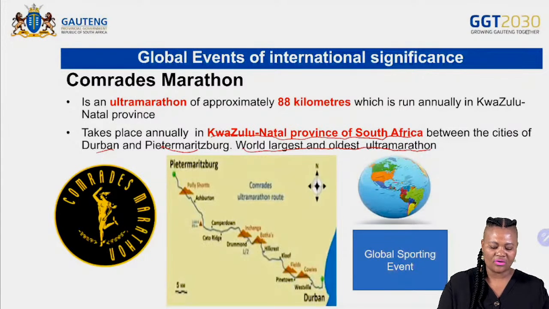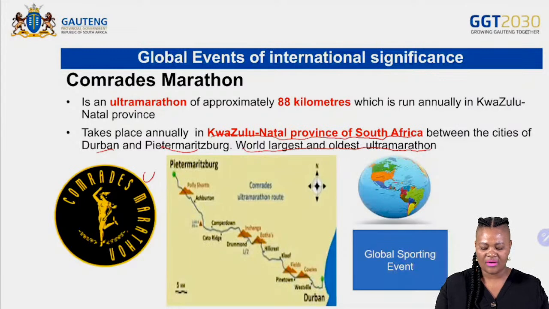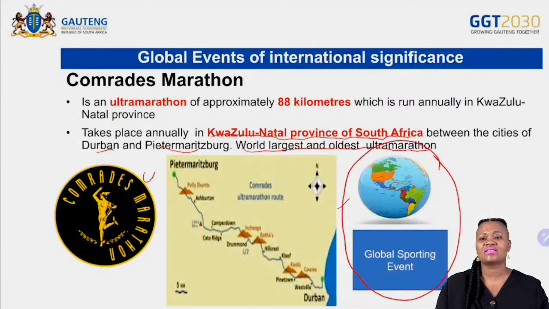So over here, you've got the Comrades Marathon logo. You need to be aware of it, be able to identify it. And we've also got the routes for the Comrades Ultra Marathon that takes place annually. And again, the emphasis here on the side, emphasizing that this is a global sporting event.